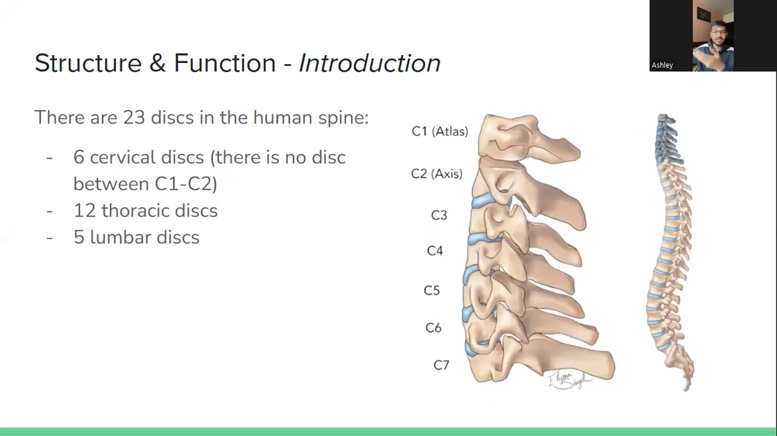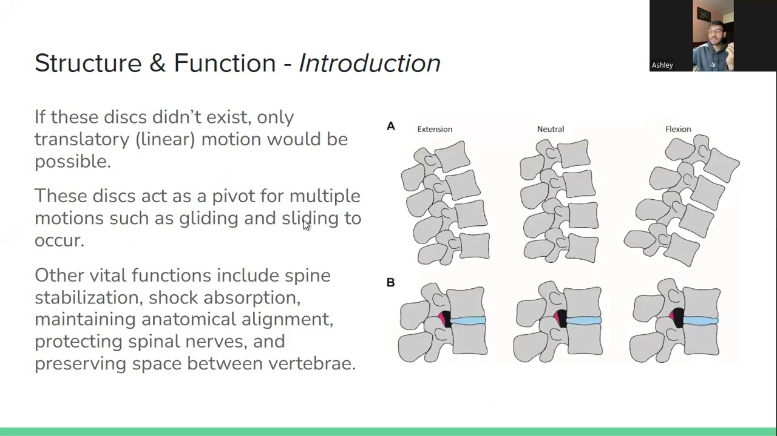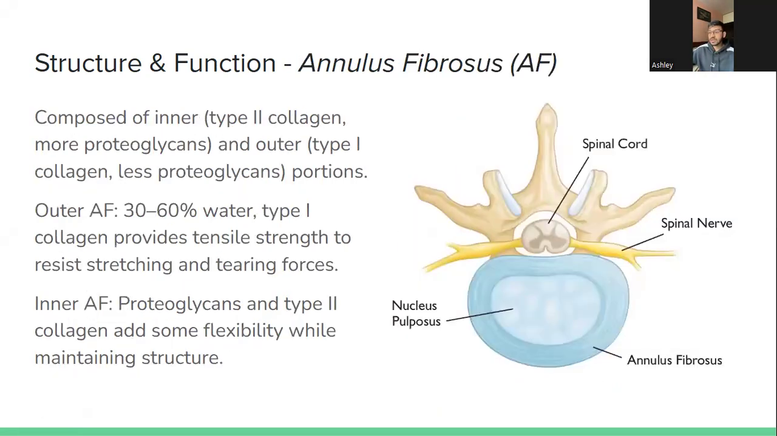Fine, so this is just some basic knowledge. There are 23 discs in the spine, 6 cervical, 12 thoracic, and I think five lumbar discs, okay. This is basically what we talked about: if we didn't have discs, our spine would be completely rigid, and the bending and movement we do would never have happened, okay. That is basically what this slide is all about.